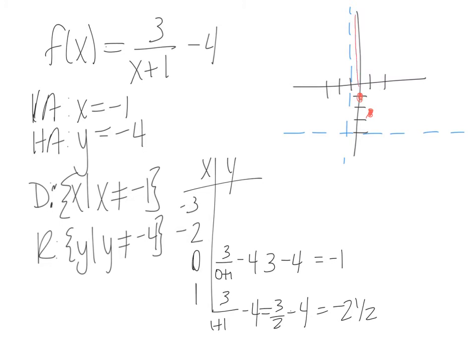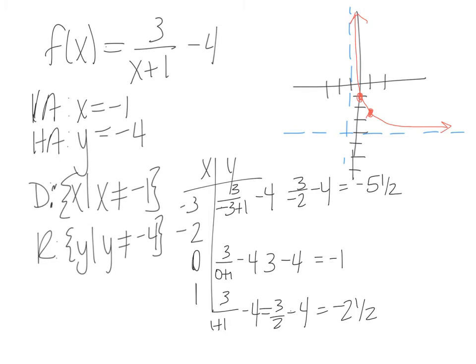My branches get really close to the asymptotes but don't actually touch them. These branches are symmetrical. This graph is called a hyperbola. So it's going to look really similar on the other side, like a reflection. So let's plug that in, 3 over -3 plus 1 minus 4, which is 3 over -2 minus 4, which would be -5.5.